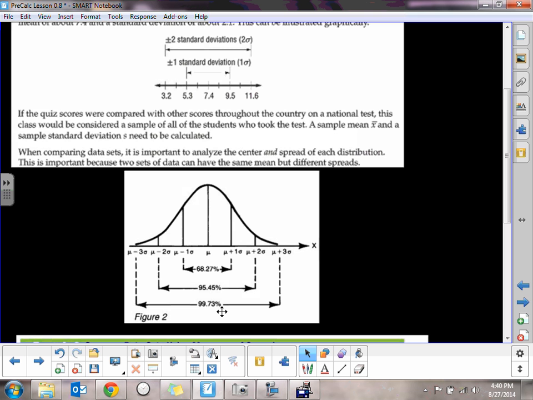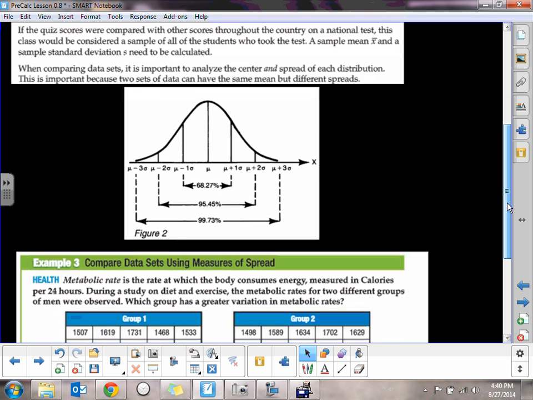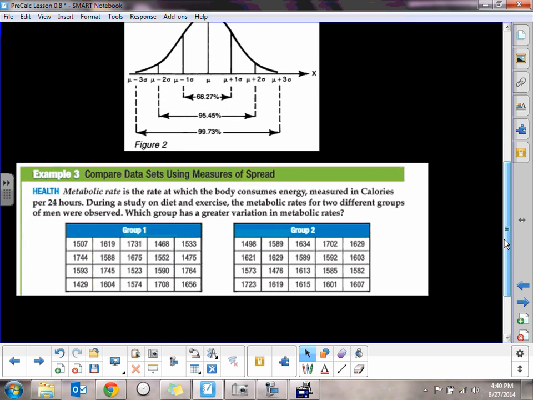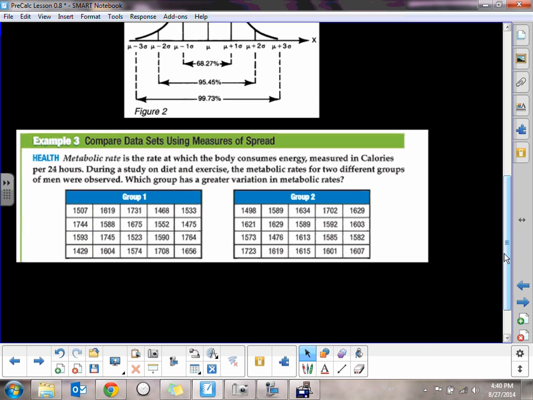What we're going to do is analyze the data that's in example number 3 and figure out which one has the greater spread. We're also going to look at the center as well to see that even though the data could have similar centers of measure, close in mean and close in median, their spread in the data can be quite different. So we're going to look at this health example.